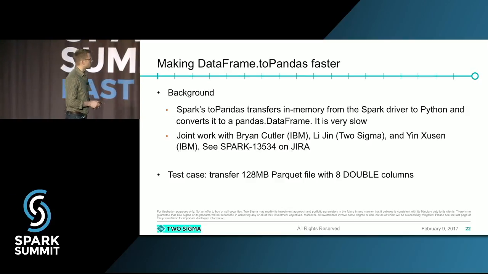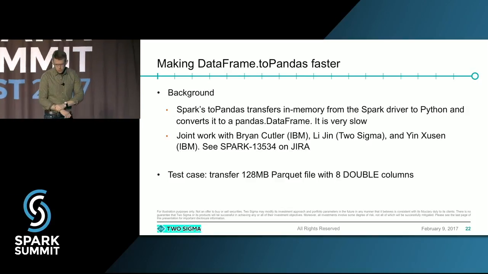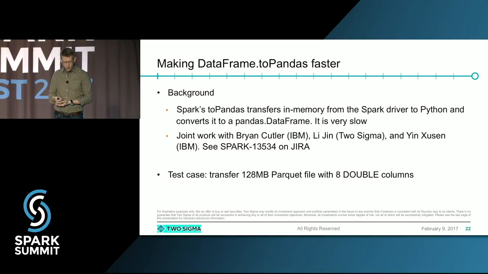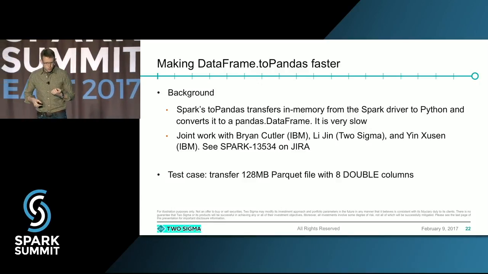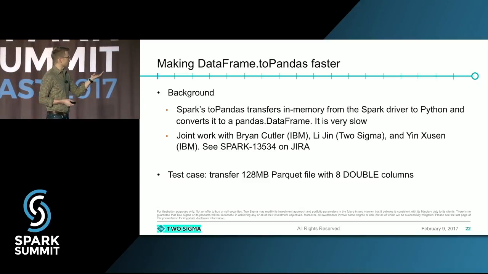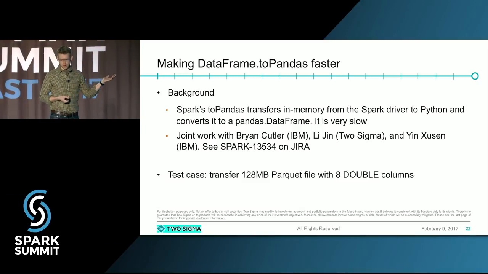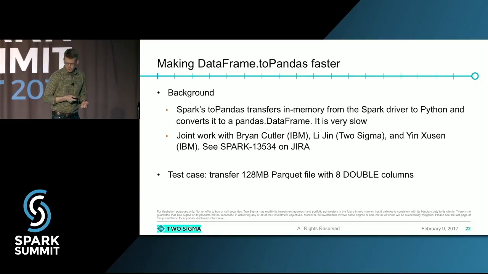So once all of this machinery was built, we collaborated with one of my colleagues from Two Sigma, some fine folks from IBM, which was very excited to get involved in this. It's SPARK-13534. And what we did was we looked at toPandas. When you call Spark DataFrame toPandas, it's fairly slow. And we looked at the data serialization and said, OK, how can we integrate Arrow and use that for the data transfer and see what that would do to the toPandas performance.